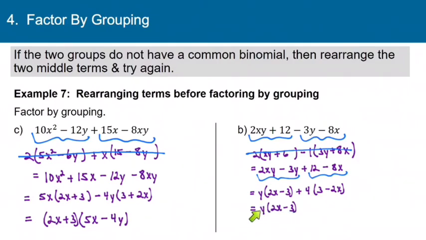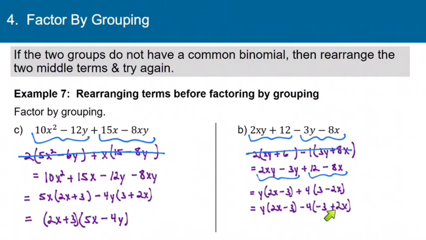So we'll leave that first group alone, and now we'll factor out a negative 1 from here, which is going to change this positive 4 to a negative 4. And that's going to change this positive 3 to a negative 3, and this term will change to positive 2x. Now notice that if we were to distribute the negative 4 times negative 3 is positive 12, and negative 4 times positive 2x is negative 8x. So we really haven't changed anything. We've just factored out a negative, so we changed the way it looks.